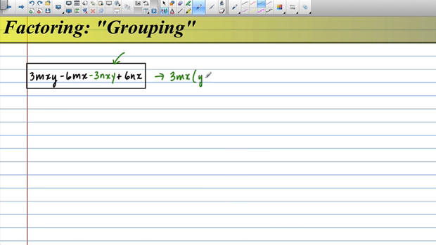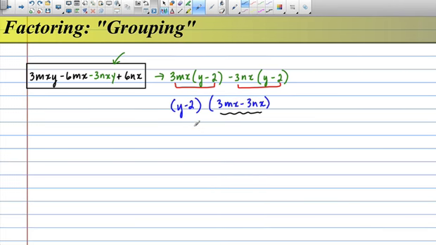We're left with y minus 2. In the second set, we'll take out a minus 3, an n, and an x, and we're left with y minus 2. Common y minus 2, and we're left with 3mx minus 3nx. And now examining the inside, we'll take out a 3x, and we're left with m minus n.